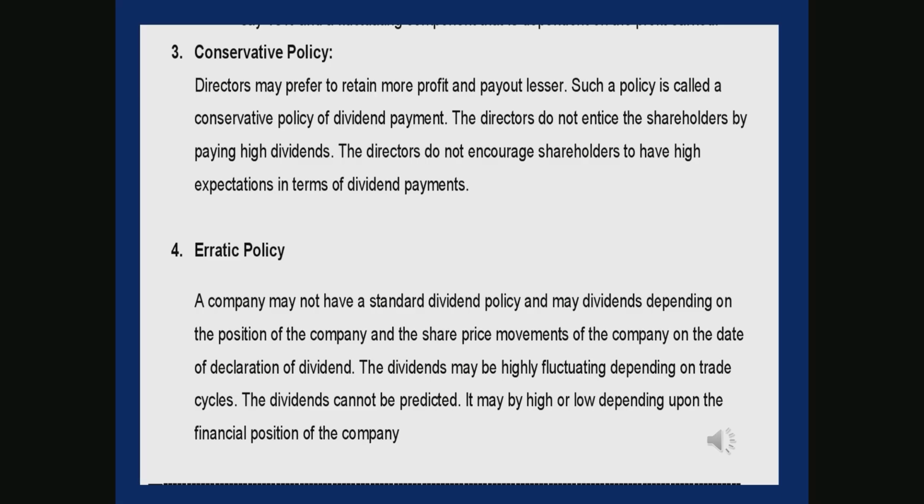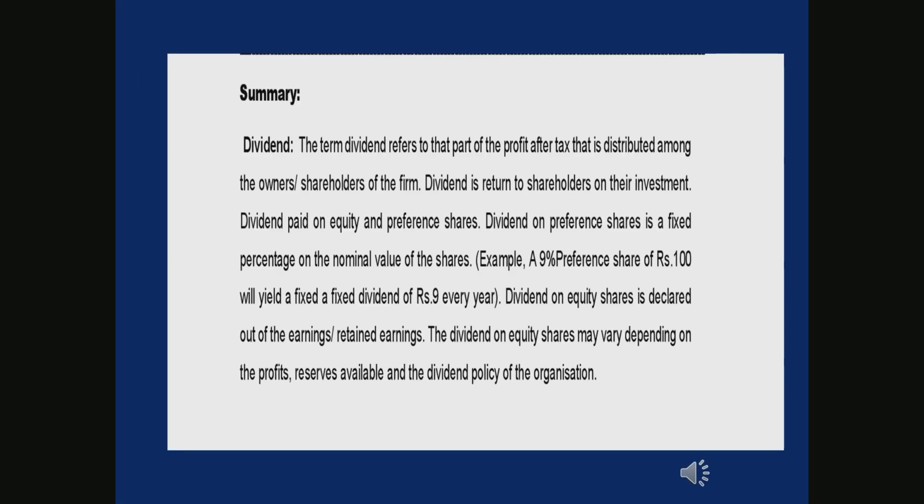Erratic policy. When the company earns good profits, it pays good dividend, and when the company earns low profits, it may pay lesser. It depends upon the management. So such kind of an erratic policy may also be followed in some cases. There are companies who do not have very strict, rigid dividend policies.